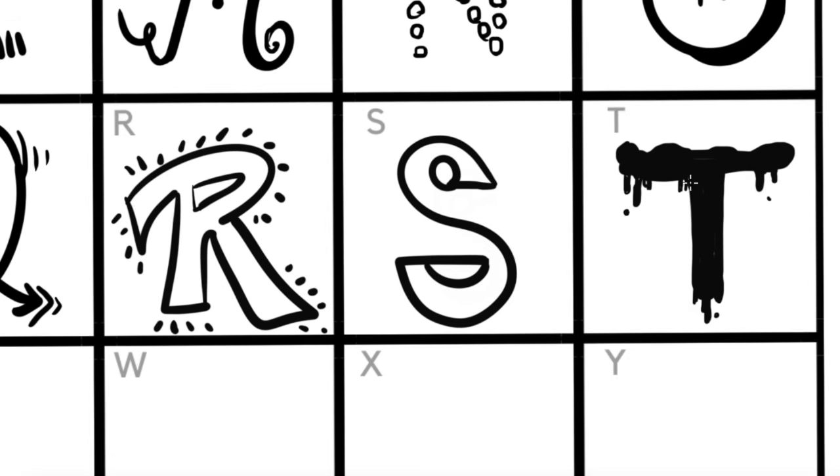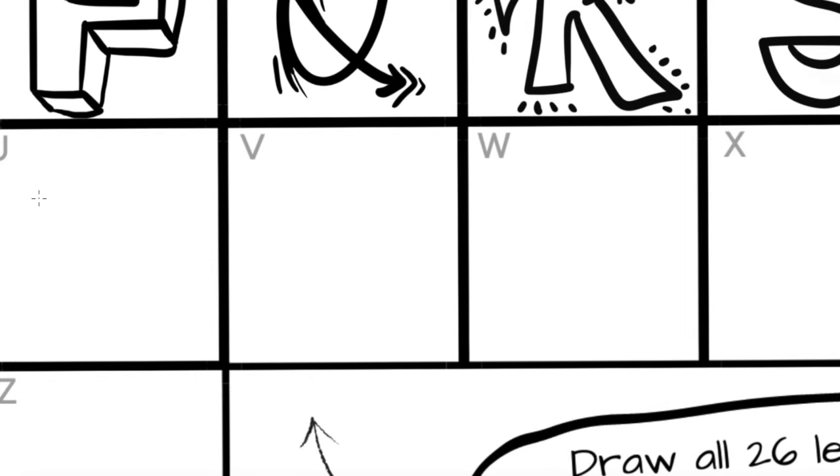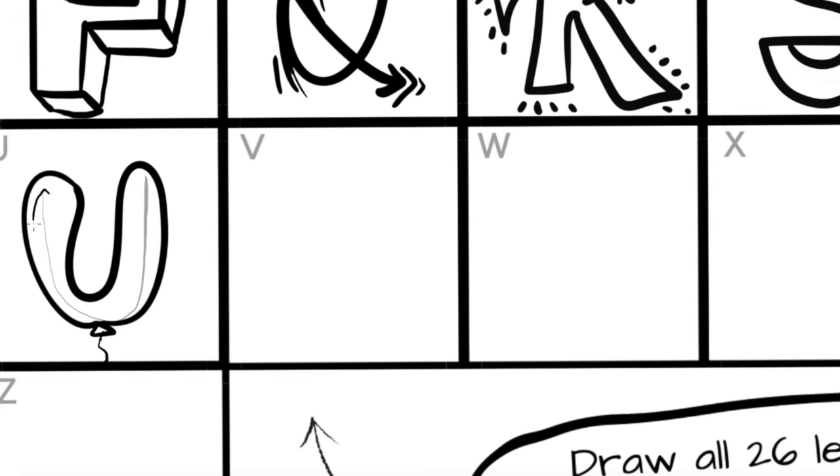Our U is going to be very round and make it look like a balloon, so we're going to add a little triangle at the bottom with the string coming out. To make it look like it's dimensional, we're also going to add little highlights in the top left corner.